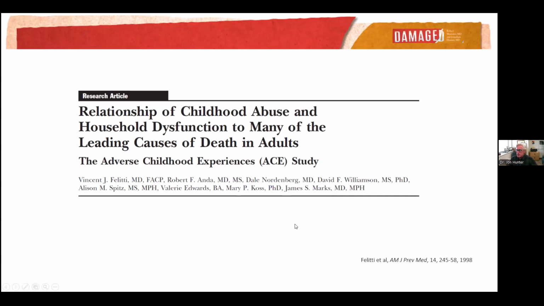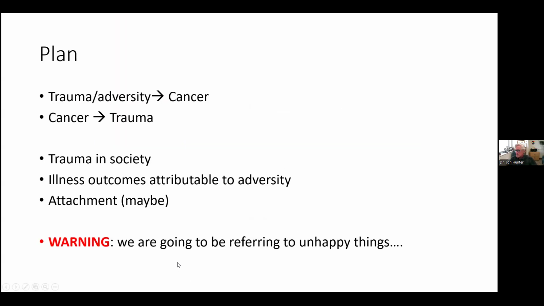Advance the slides. That'd be good. Okay. Here's the plan for the day. We're going to talk first of all about how trauma or adversity is related to cancer. And then we're going to talk about the inverse, how cancer can be related to trauma. In order to do that, we're going to cover two topics: trauma in society as we understand it these days, and what the illness outcomes are that are attributable to adversity and trauma.